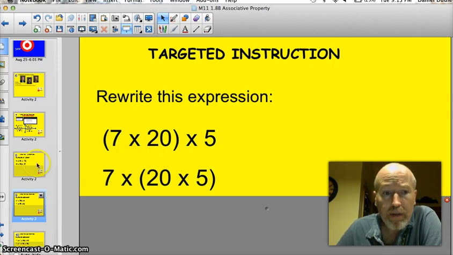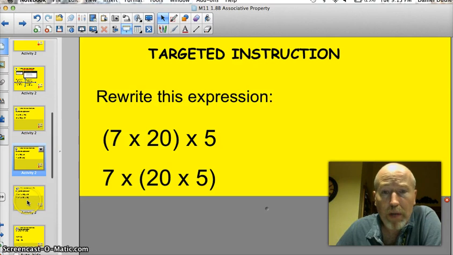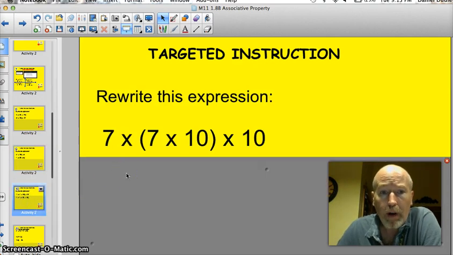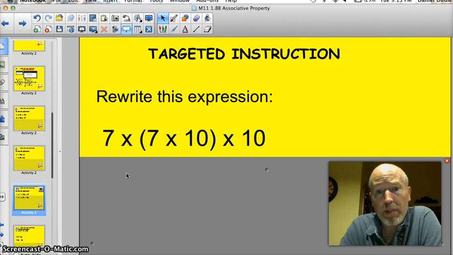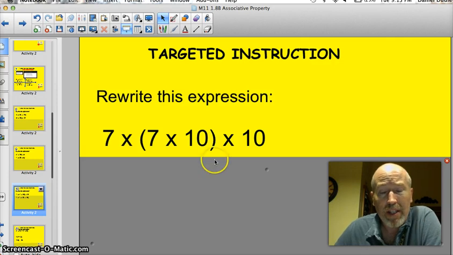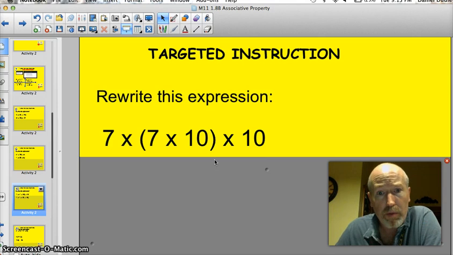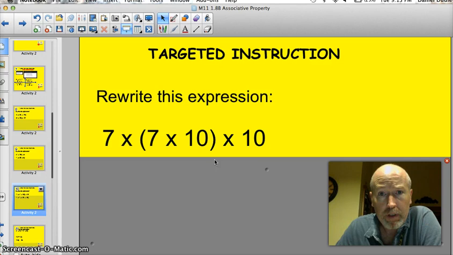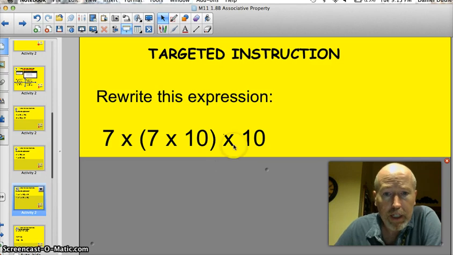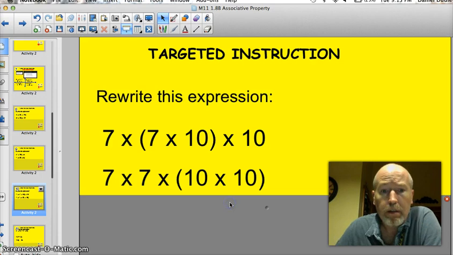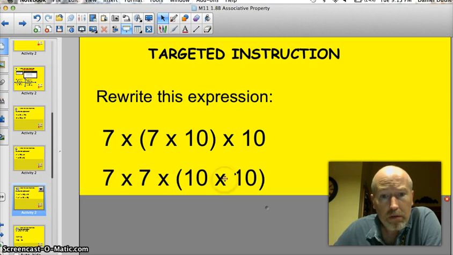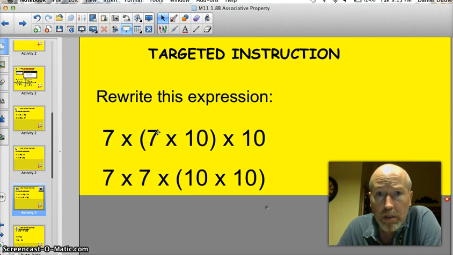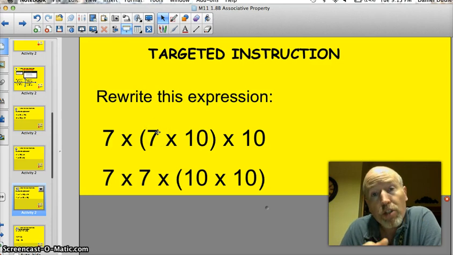So today we're going to practice a few more times just rewriting. All right, here's a little bit longer one. 7 times 7 times 10 times 10. Well, if I did this right and you do this right, you're going to move the parentheses around but not change the order. So why don't you try it? Hello, I'm back. All right, let's see. There we go. You could have also moved them over here or any of the other groupings as long as you didn't change the order.